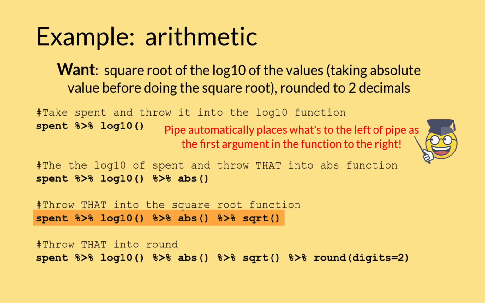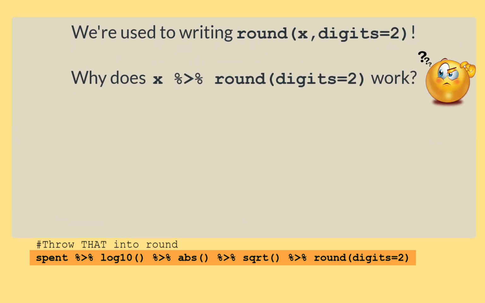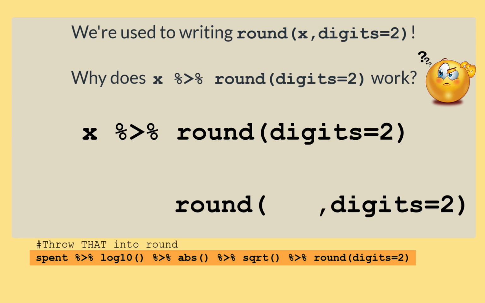So spent, pipe log10, pipe abs, pipe square root, and pipe that into the round function to take us to completion. So once we pipe that into round and then parenthesis digits equals 2, we're going to be done. Now, normally we write round as round parenthesis vector comma digits equals 2 in order to round to 2 decimal places. But since the pipe automatically places what's to the left of it as the first argument of the function, we just need round digits equals 2 on the right-hand side of the pipe.